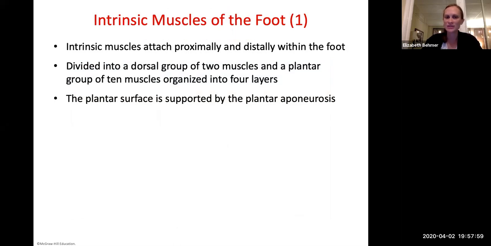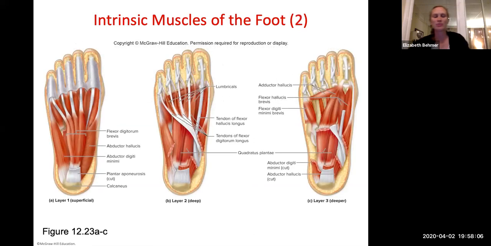Okay, intrinsic muscles of the foot. I don't ask you guys many questions about this. I just want you to appreciate the complexity of these foot muscles. Just like the hand, you have a ton of muscles in your feet and hands in between bones. And then you have tendons coming from muscles in the lower leg that help control extension and flexion of your toes. So it's just a really intricate system.